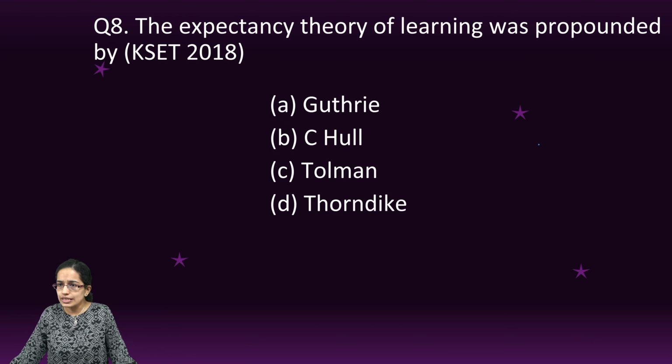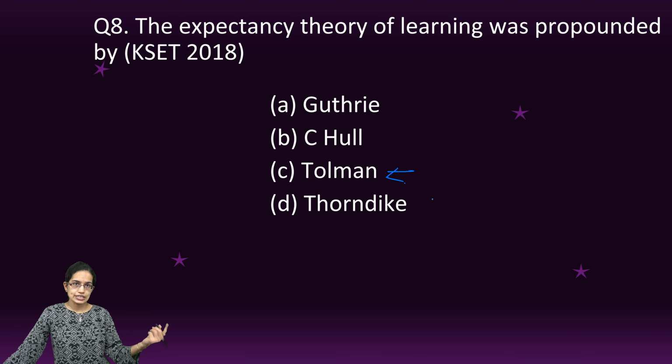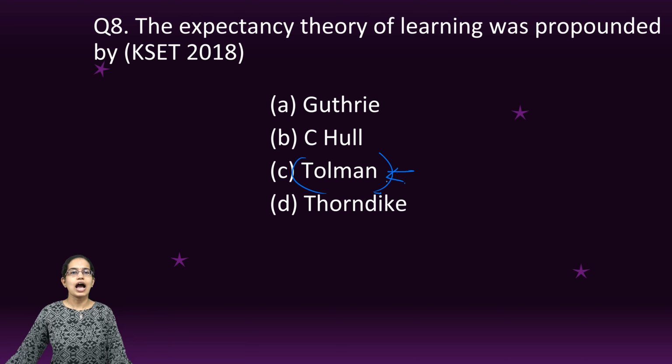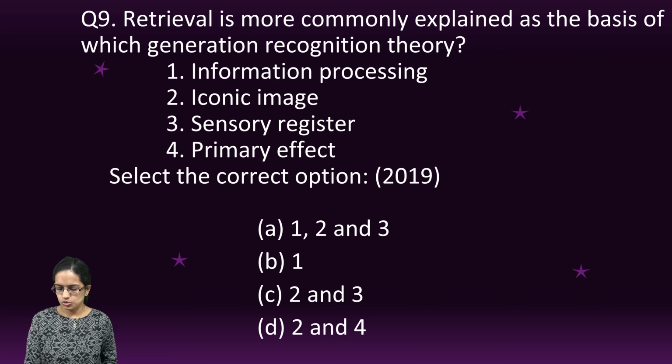Okay. The next is, expectancy theory of learning was given by Tolman. Now this is a very direct question. Guthrie basically talked about the contiguity theory. Hull focused on the drive reduction theory, and Thorndike talked about connectionism. So we have covered those in our lectures on learning separately. So the general theory and the psychologists associated with the development of those theories. This was a basic question that is usually asked.